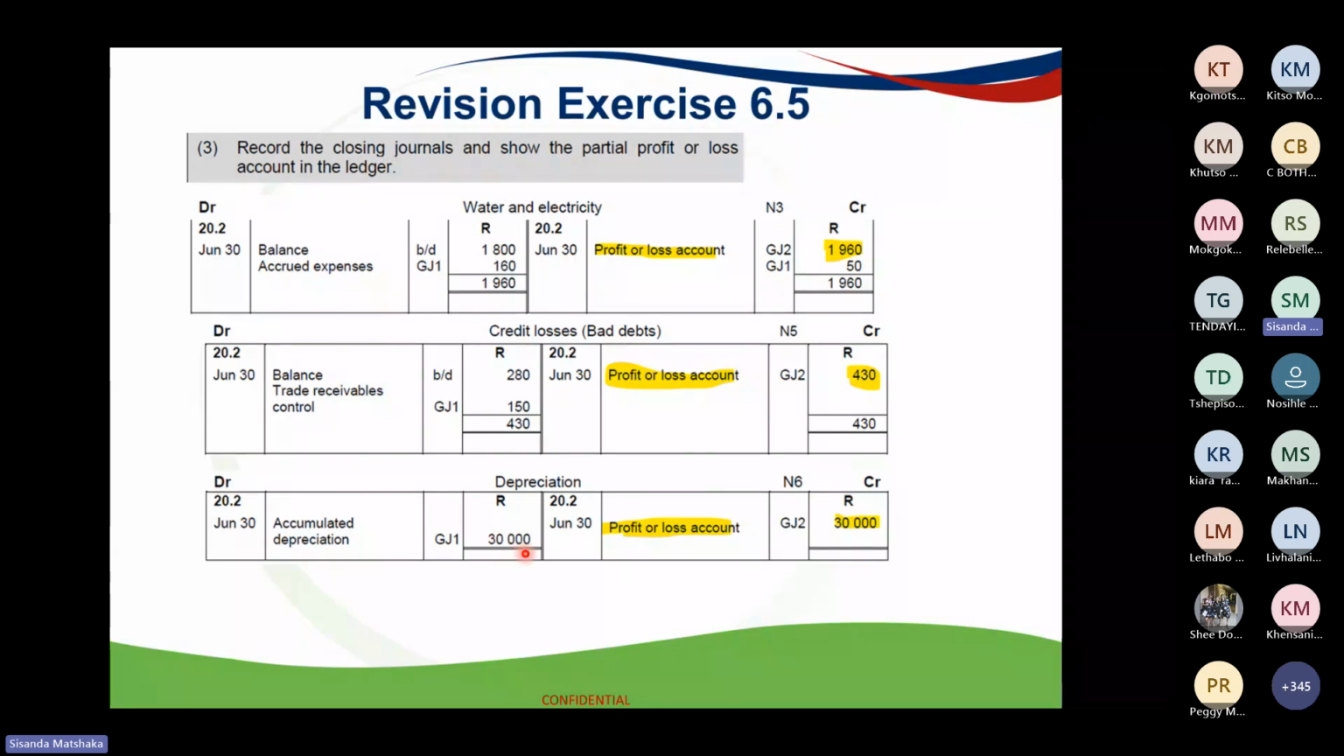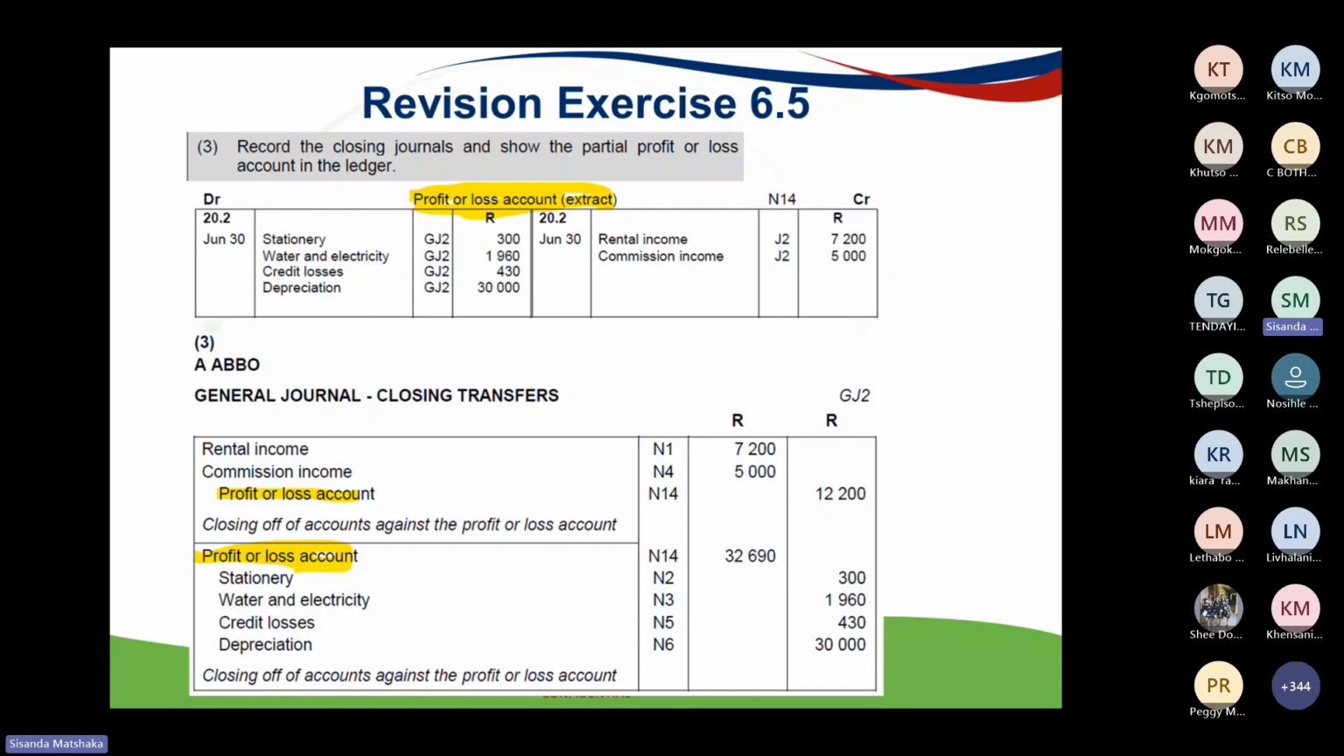So there, as we had for the current year, the depreciation expense was the 30,000 Rand, which was given in our question. So for that balance as well, in order for us to clear this account for the current financial year, we also need to write it off to our profit and loss account, which results in that 30,000 Rand.